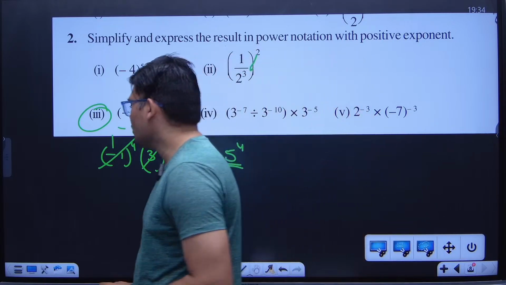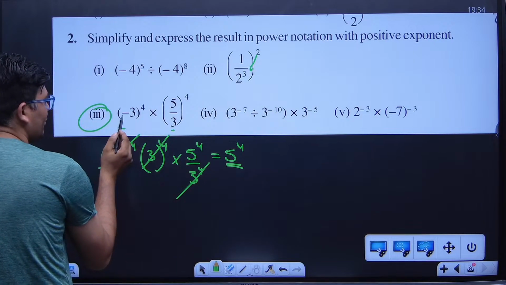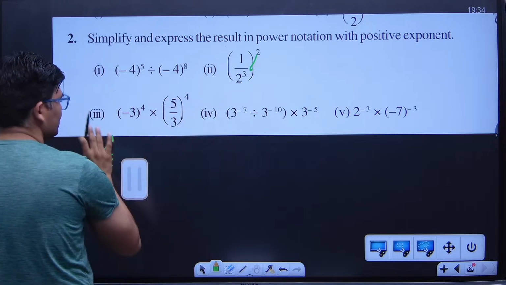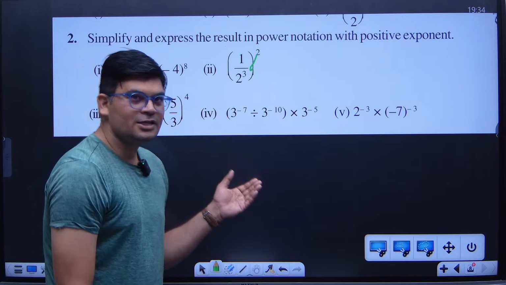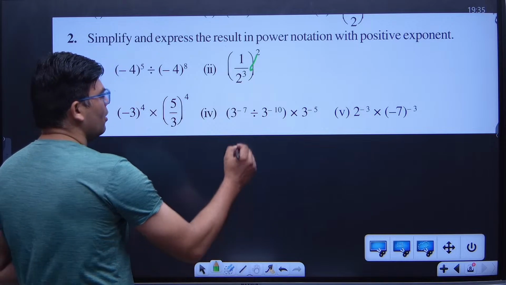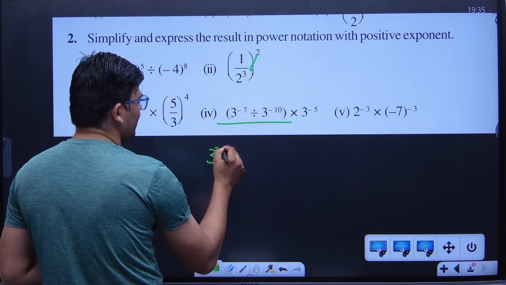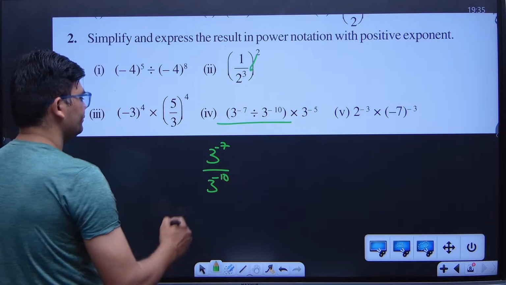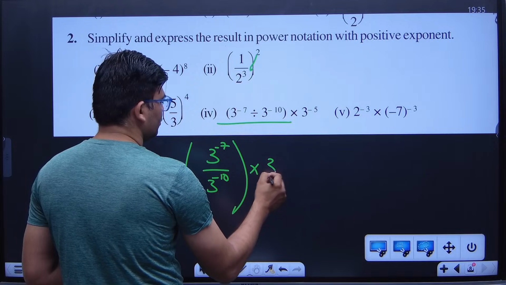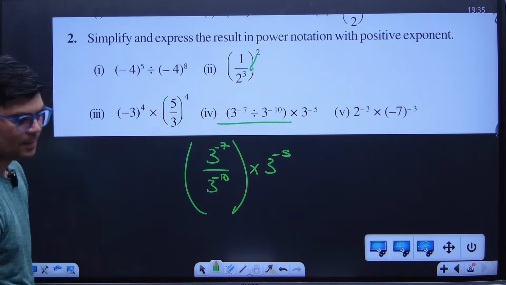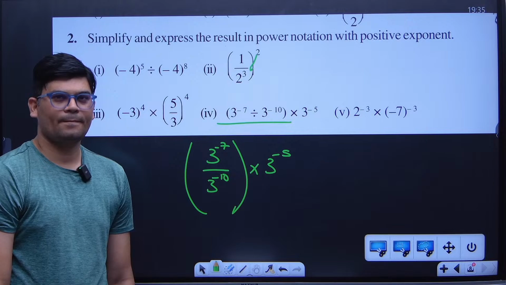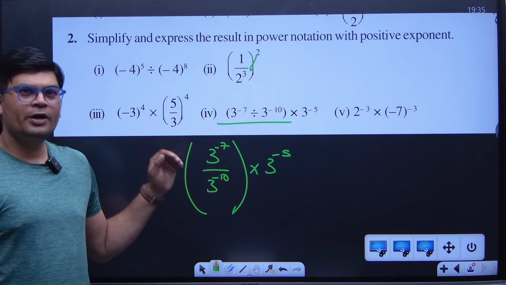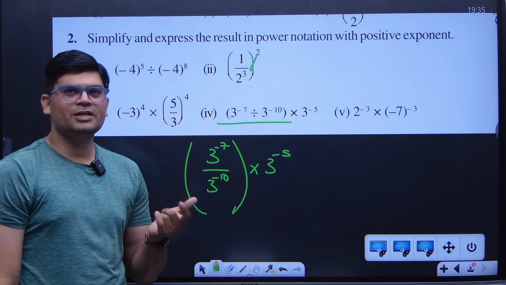Okay. Now in the next question, don't get confused by this negative and this negative. They both are different. One is responsible for the sign of the answer and one is responsible for the reciprocal of the number. So now how to do this? 3 raised to the power minus 7 divided by 3 raised to the power minus 10 into 3 raised to the power minus 5. So what will you do? Tell me. Either you can take minus 7 at the bottom or you can take minus 10 at the top. In which case will you get the positive result?